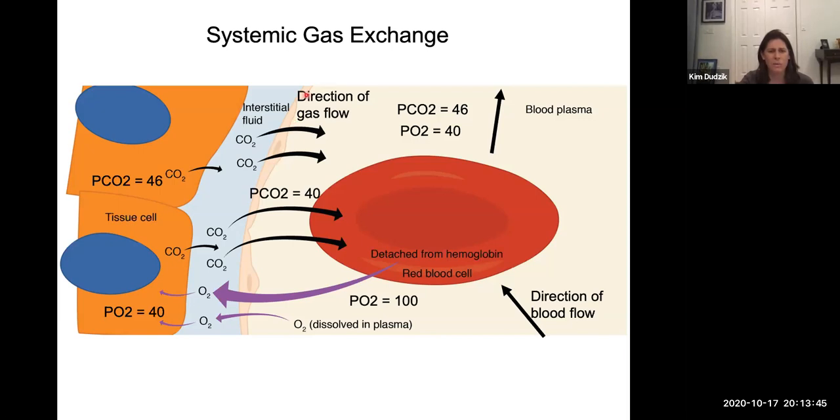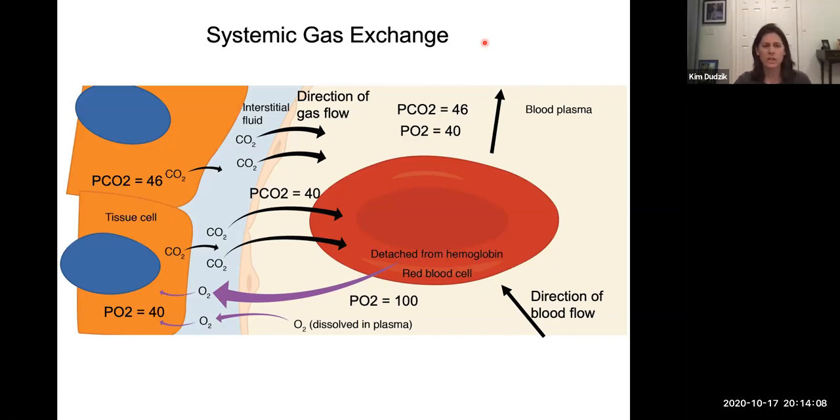You can see the simple squamous cells that make up the wall of the capillary, and we have a red blood cell here, and this is plasma all around here. The blood is coming up from the bottom of the screen and heading toward the top of the screen. So again, what we're concerned about are the partial pressure gradients.